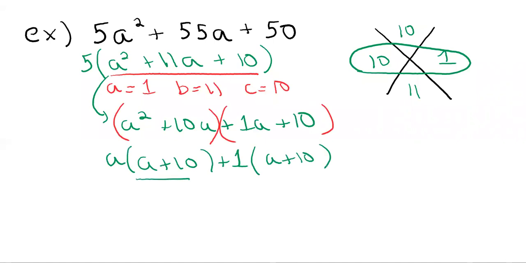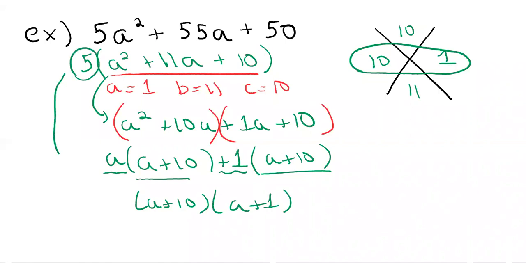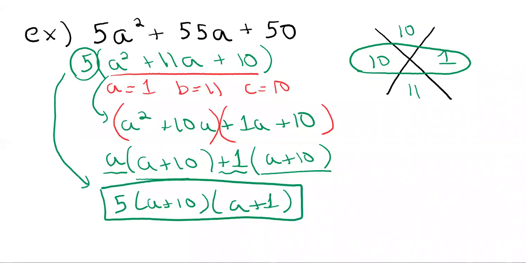So there it is. My blobs match. I have a plus 10. The numbers in front are an a plus 1, and I don't want to forget my GCF of 5, which I'll write out in the very front. And that is how we factor by grouping.